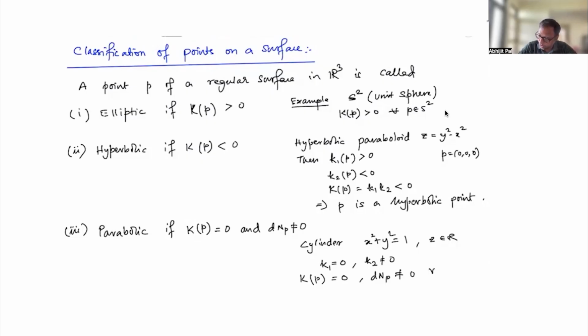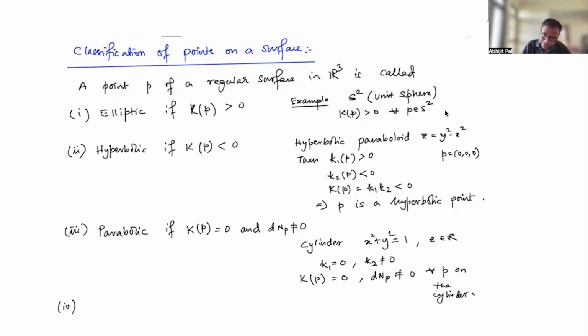And this is true for all P on the cylinder. So this is true for all points on the cylinder. So all points on the cylinder are parabolic.